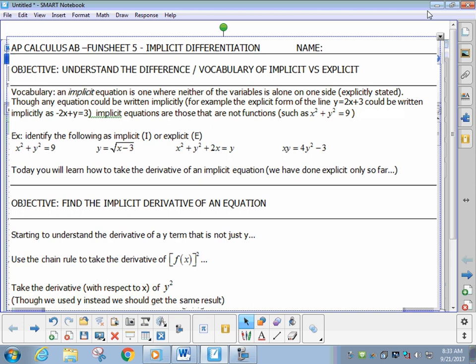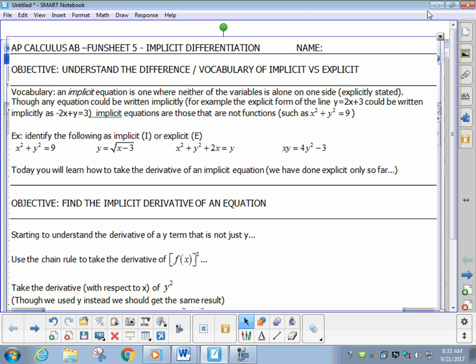Okay, you're welcome. So, first is a bit of vocabulary. It's hard to do implicit differentiation if you don't know what implicit means. Implicit means kind of implied. Think of implied versus explicit. Explicit means clearly stated; implicit is a hidden meaning, or implied, versus clearly stated. Now, in math terms, it means: is y isolated or not?